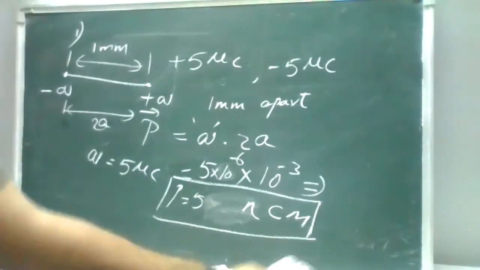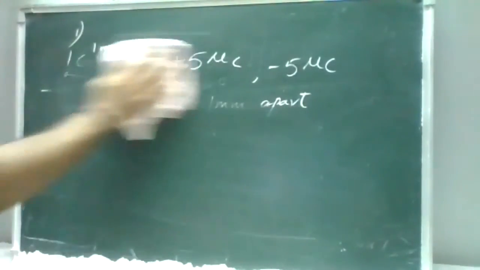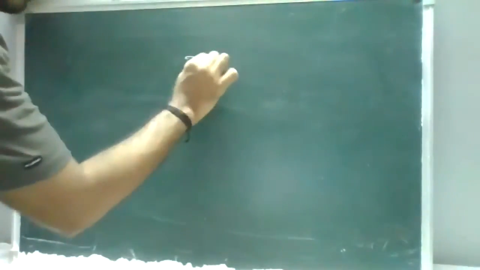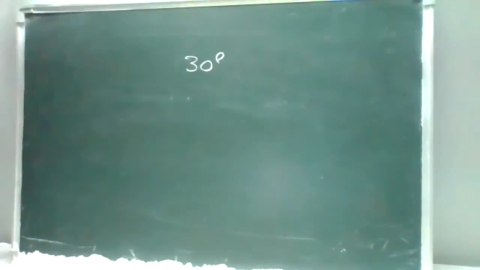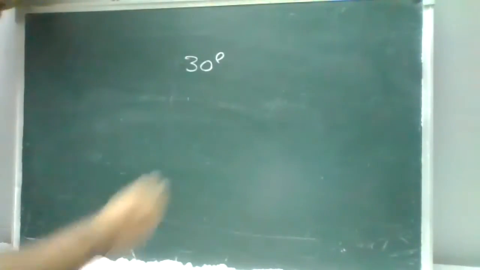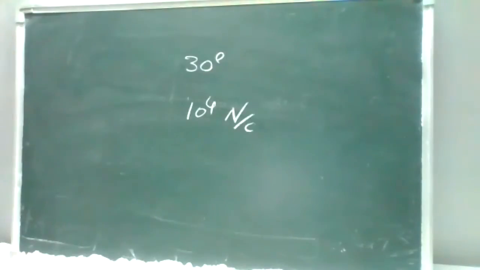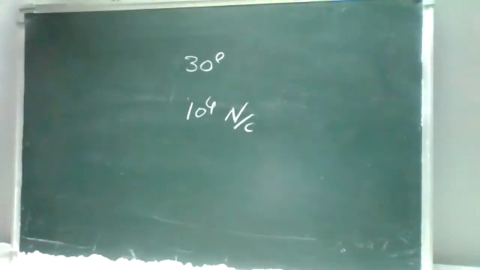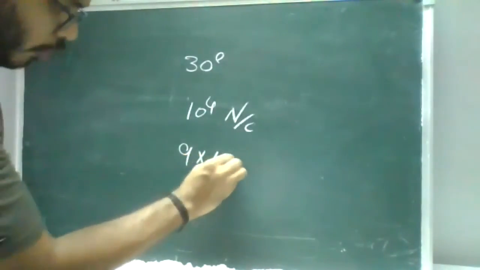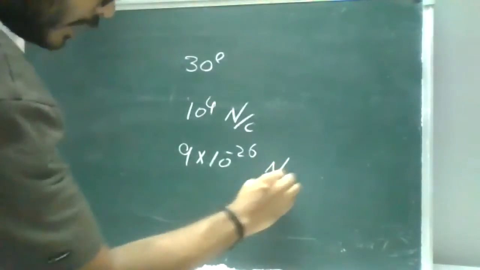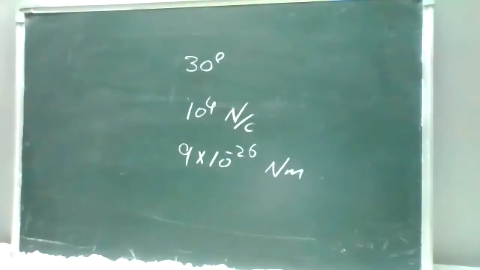Okay, so note down the third question. Third question: an electric dipole when held at 30 degrees with respect to a uniform electric field of 10 power 4 Newton per Coulomb experiences a torque of 9 into 10 power minus 26 Newton meter. Calculate the dipole moment of the dipole.